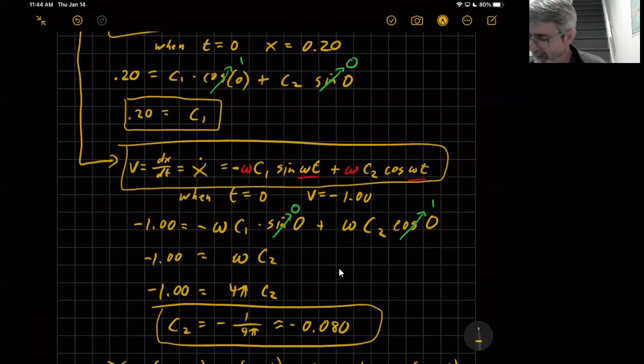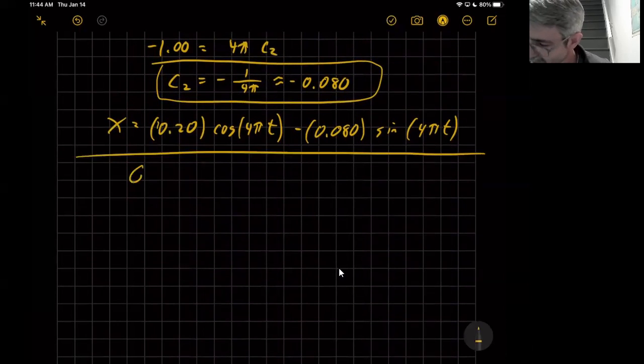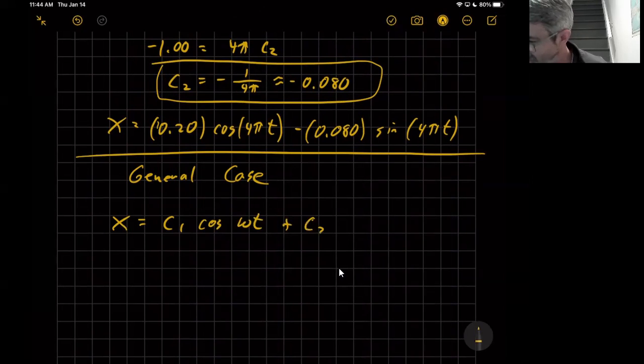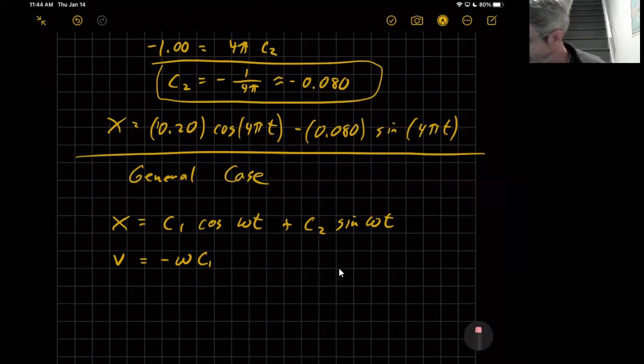Now, we could be more generic about this. So let's look at the general case. In general, x is equal to C1 cosine omega t plus C2 sine omega t. So omega could be anything, C1 could be anything, C2 could be any value. The derivative of that will be the velocity. Because of the chain rule, we know this is negative omega C1 sine, since the derivative of cosine is a negative sine.